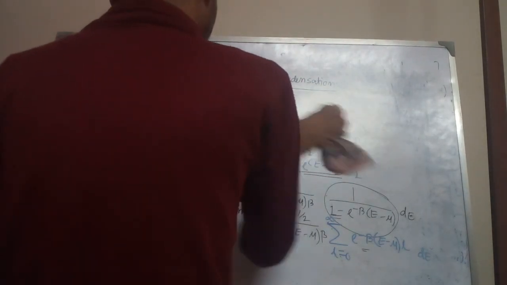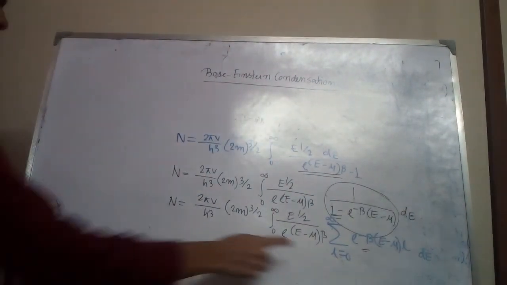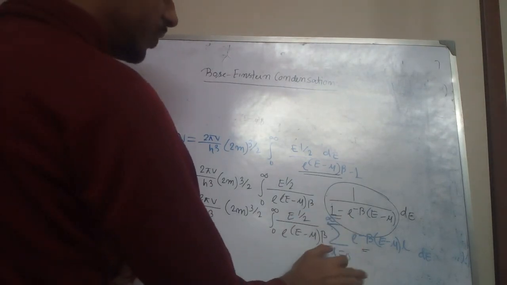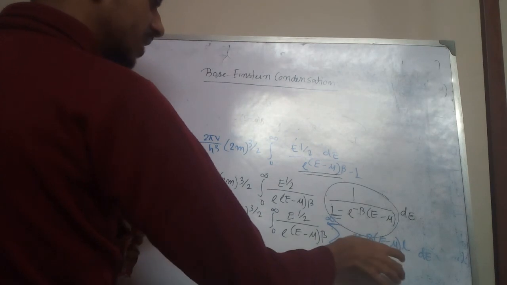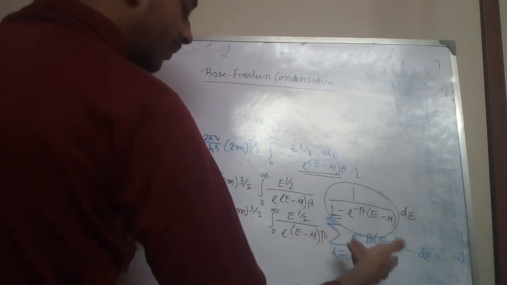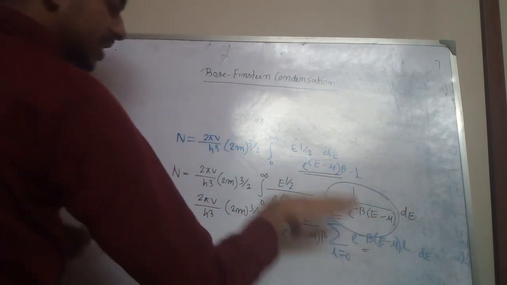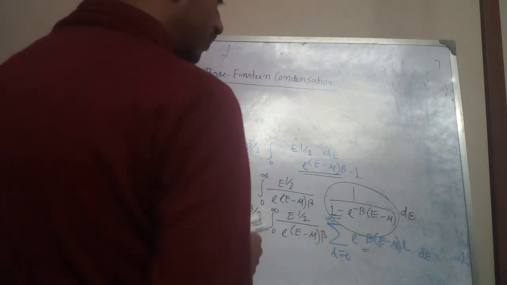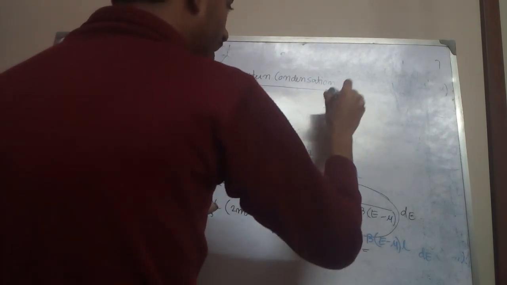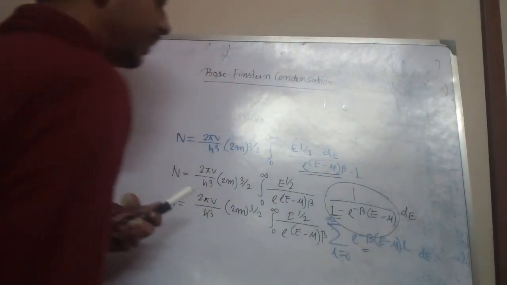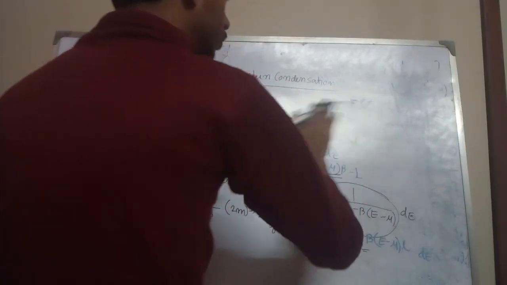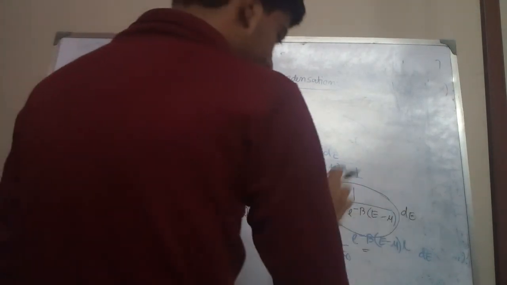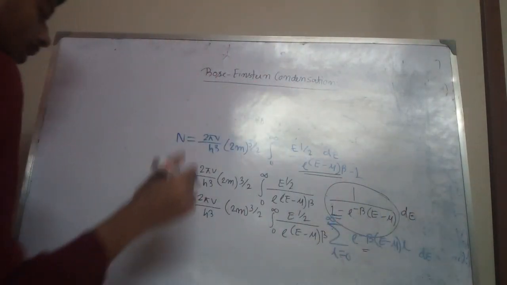So L running from 0 to infinity. If we put L equals 0, you get the first term. If you put L equals 1, the second. If you put L equals 2, so this series is actually a geometric progression with first term 1 and ratio e to the power minus beta (e minus mu). So we express this term in this form.